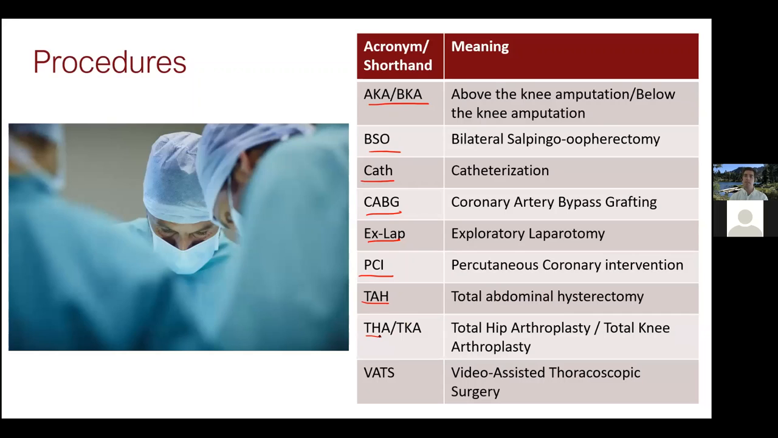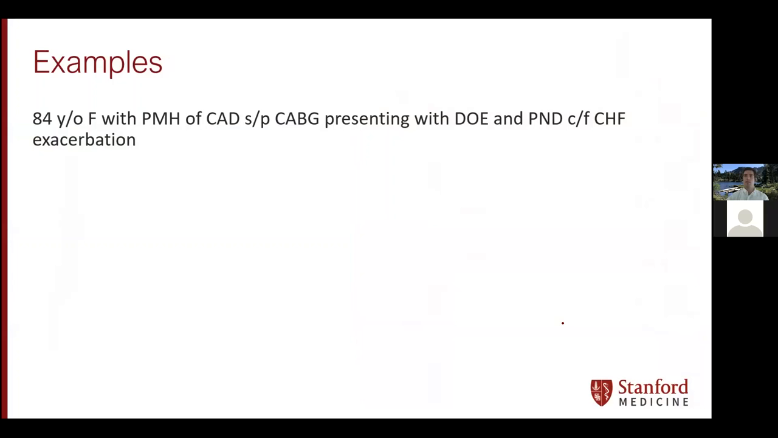It's important to differentiate that from a THA or a TKA, which are total hip arthroplasty, which is basically hip replacement, or total knee arthroplasty, which is knee replacement. And then VATS, which is a video-assisted thoracoscopic surgery. So like we talked about before when we did the thoracoscopic pneumonectomy, VATS is that. So it's a video-assisted thoracoscopic surgery. So same thing.